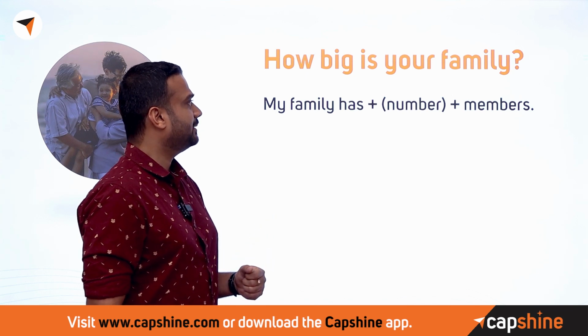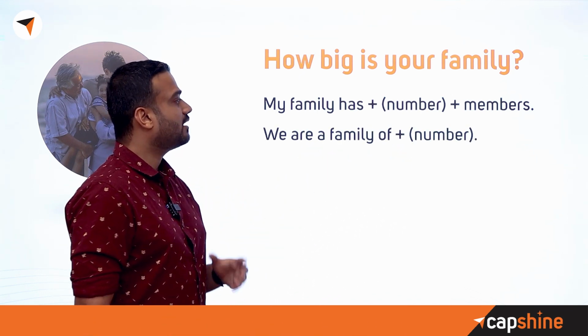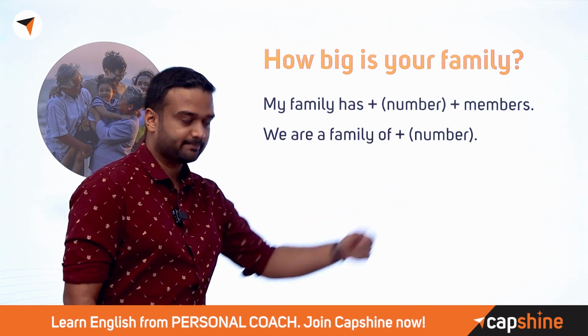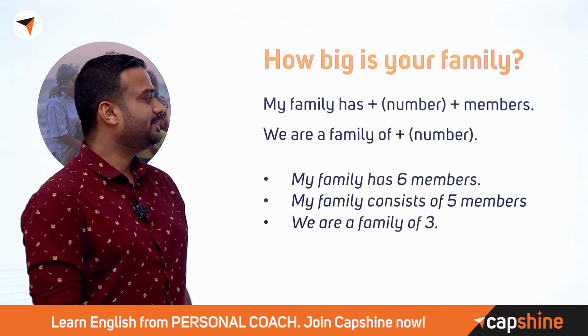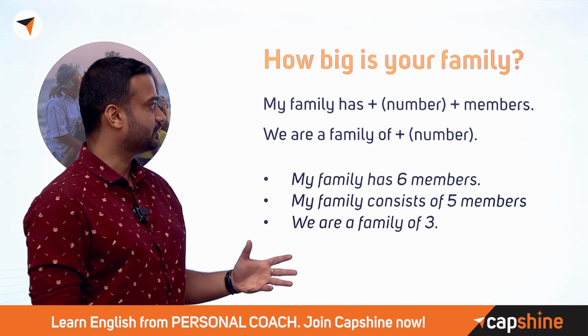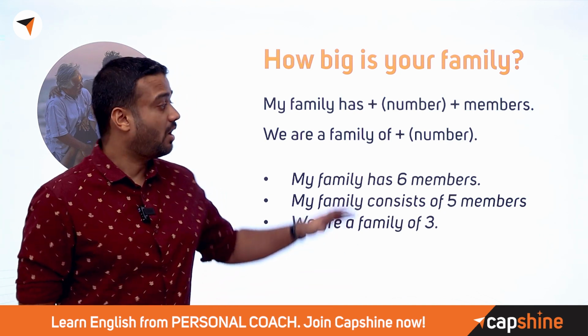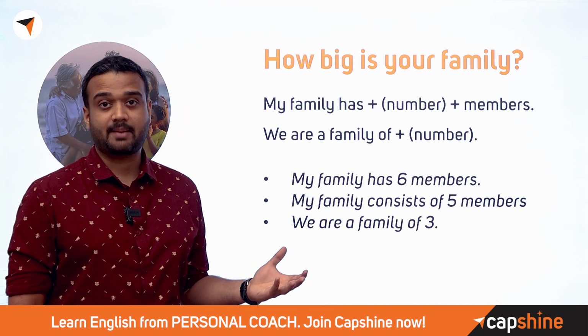The construction can be, my family has X members. We are a family of so many. For example, my family has 6 members. My family consists of 5 members. Or we are a family of 3. All of these talk about the size of your family.